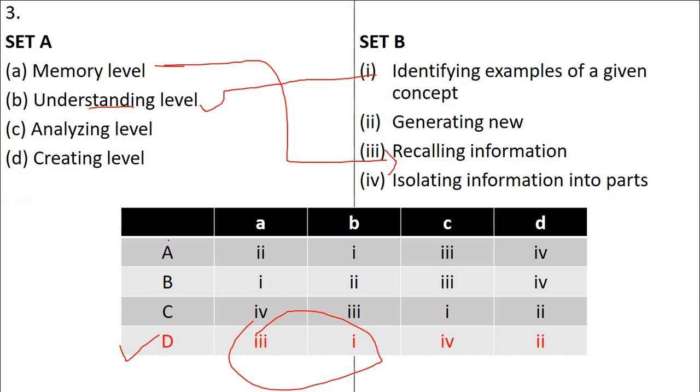But still, let's understand what is analyzing level. See, analyzing level is breaking down, isolating information into parts. We have done this concept in your Bloom's taxonomy also. We have done this concept in your methods of teaching also, which I have just completed a few days back. So analyzing means isolating the information into parts, and creating means generating something new. Okay, coming out with something different. So this is how your match the following works out, right?